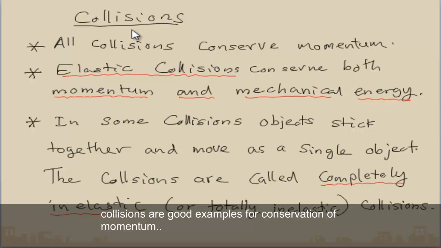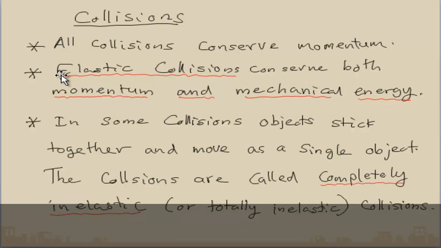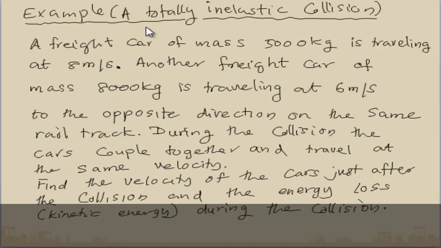In general, all collisions conserve momentum. Some collisions conserve both momentum and mechanical energy. Those collisions are called elastic collisions. When the objects stick together after the collision, we call those collisions completely inelastic or totally inelastic collisions. So this is an example for a totally inelastic collision.